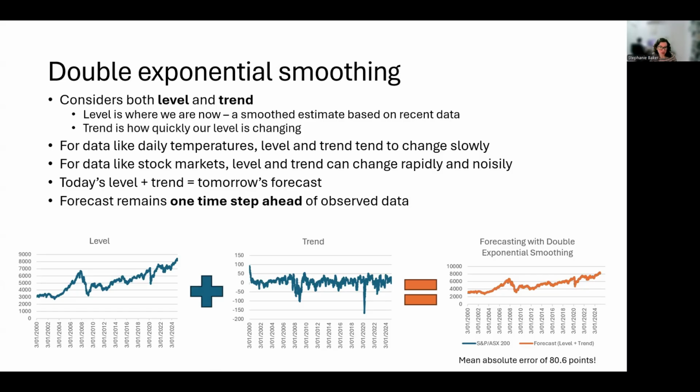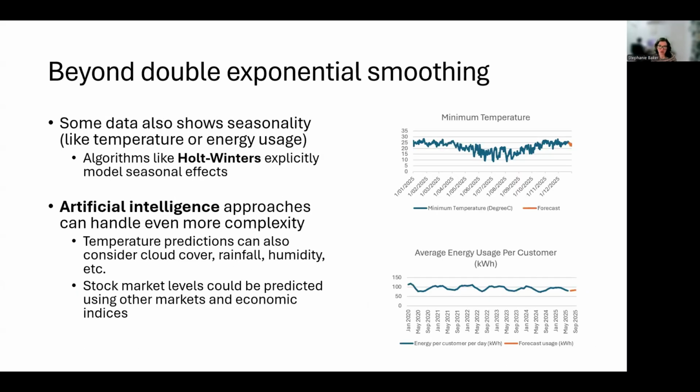So beyond double exponential smoothing, there are also a lot of options for more complicated data. In our assignment, we're going to be using a method called the Holt-Winters method, which also captures seasonal trend. Data like our minimum temperature and our energy usage in Canberra both showed seasonal variations across the course of the year. Temperature goes up in summer, so does energy usage because we're all wanting to run our aircons up here. So Holt-Winters takes level and trend, and it also adds in this extra parameter of seasonality explicitly.